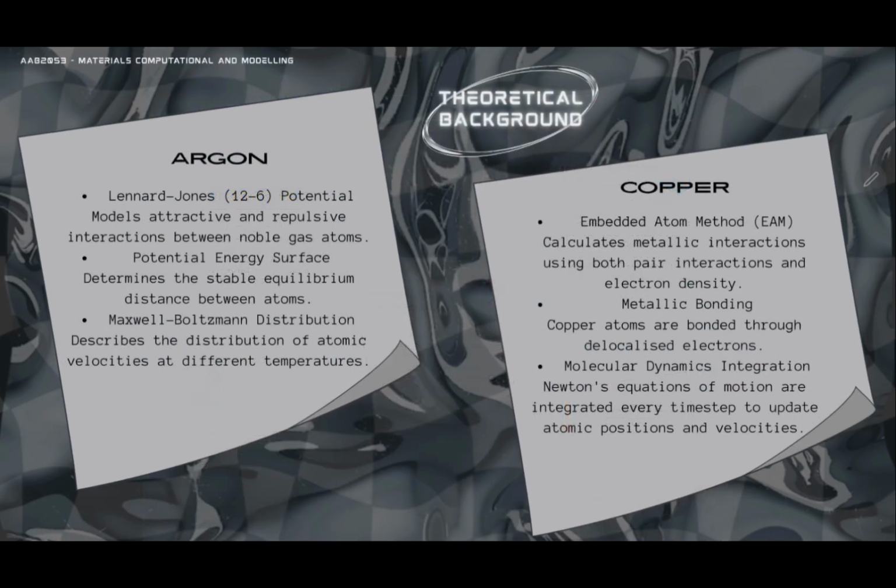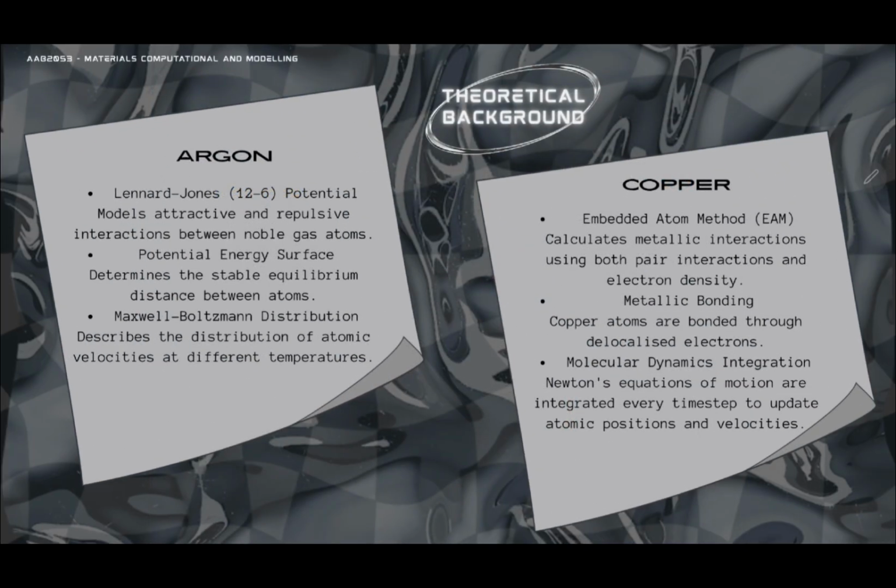For this project, argon was simulated using the Lennard-Jones potential, while copper was simulated using the embedded atom method, or EAM potential. We also changed the temperature to observe its effect on atomic vibration and structure. For argon, the Lennard-Jones potential describes the attractive and repulsive interactions between atoms. The potential energy surface helps determine the equilibrium distance between atoms. The Maxwell-Boltzmann distribution explains how atomic velocity changes with temperature.